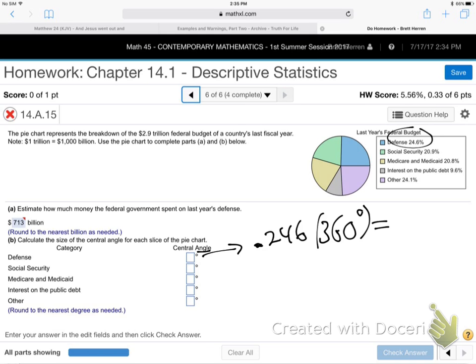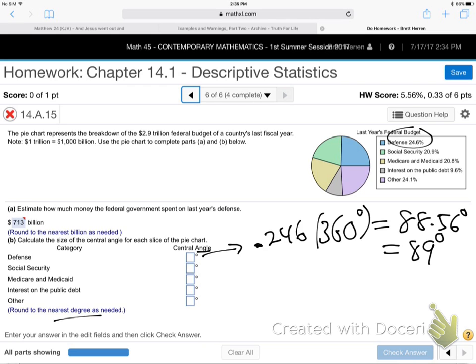Shine, you got it? 88.56, thank you. I don't know how far they want us to round, what do they say? Oh, nearest degree. So I'll just round that to 89. 89 degrees. Is that good on that? That makes sense.